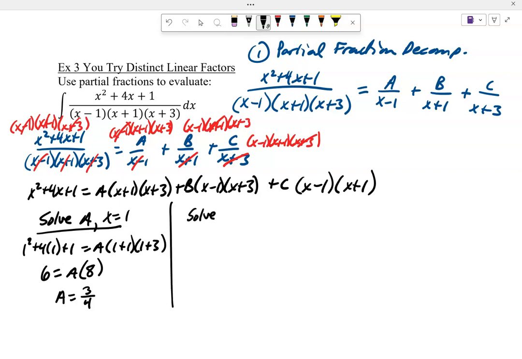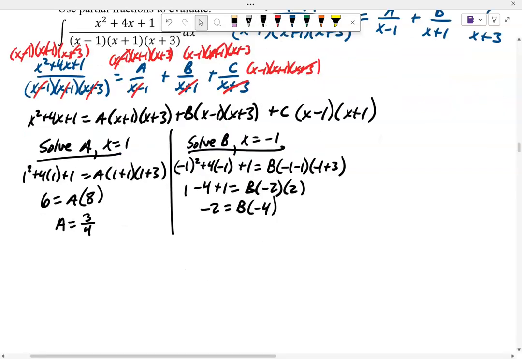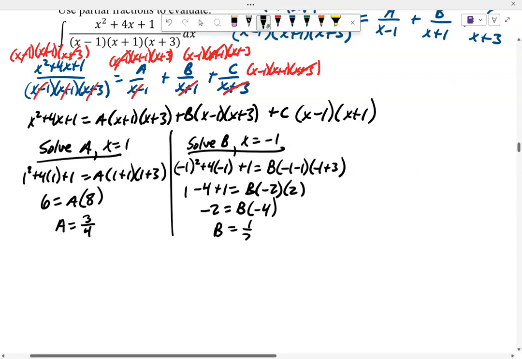Now let's solve for B by letting x be -1. So I got -1 squared plus 4 times -1 plus 1 equals B times... Again, notice the A and the C will be gone. -2 divided by -4. B ends up being a half.